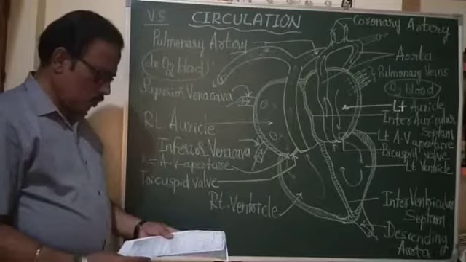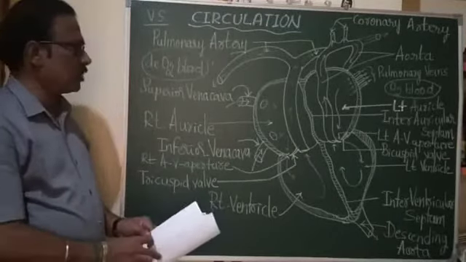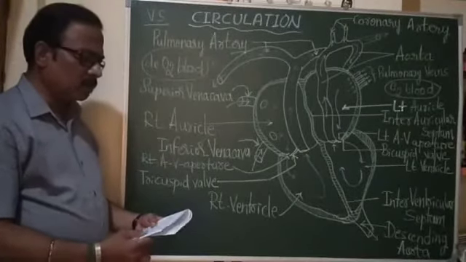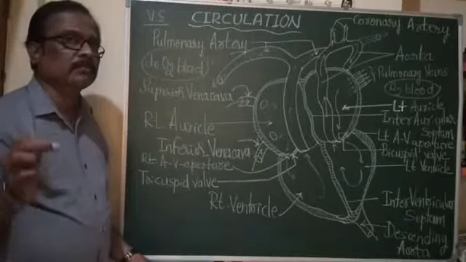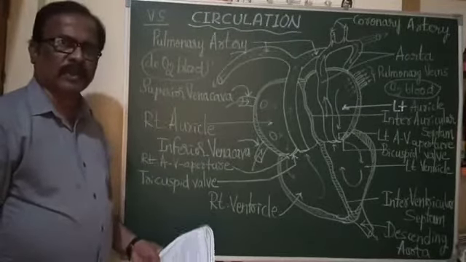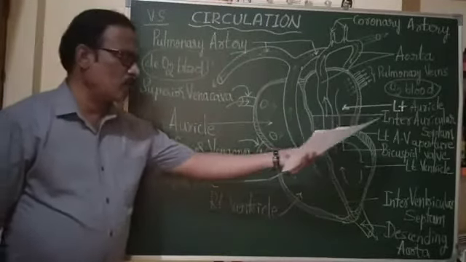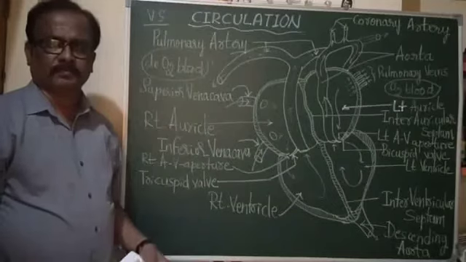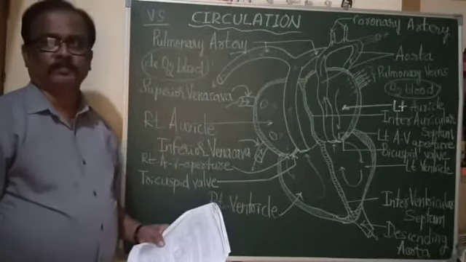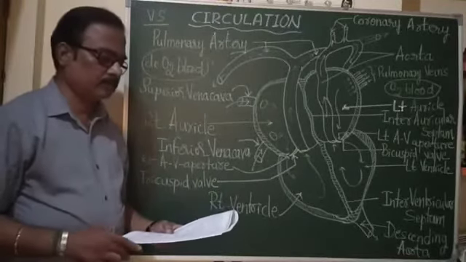So the right side of the heart contains deoxygenated blood and the left side contains oxygenated blood, so the blood is kept under circulation by 2 pumps of the heart: one is right side pumping, another is left side pumping. That is the double pumping mechanism, double circulation of the blood, working of the heart.